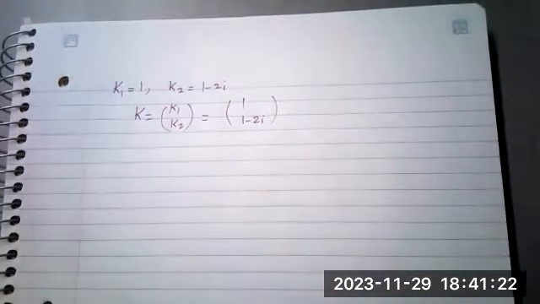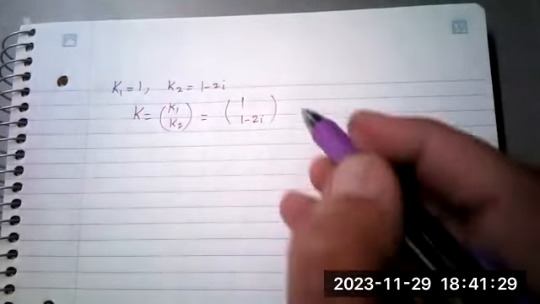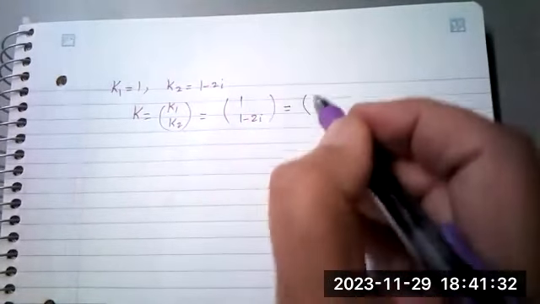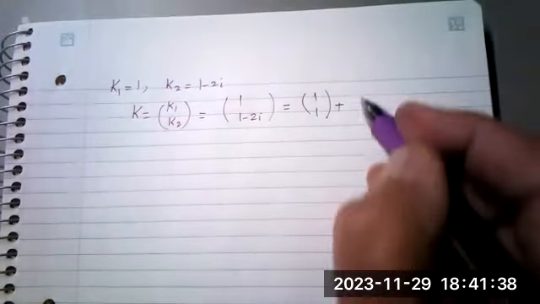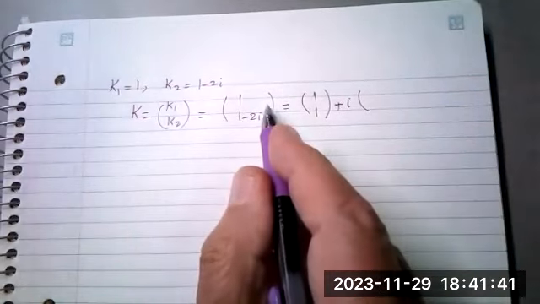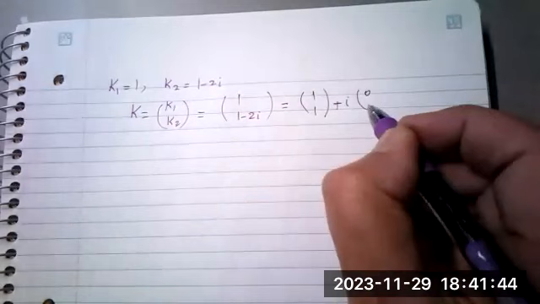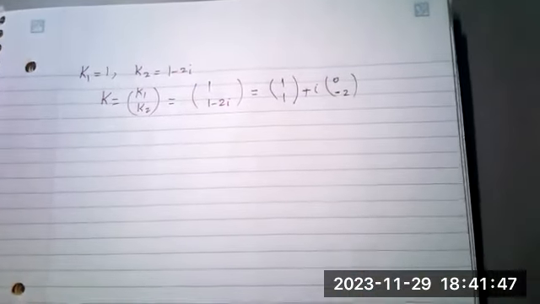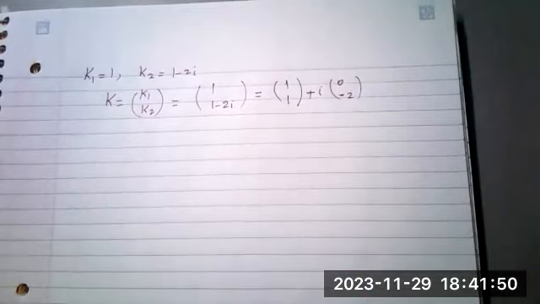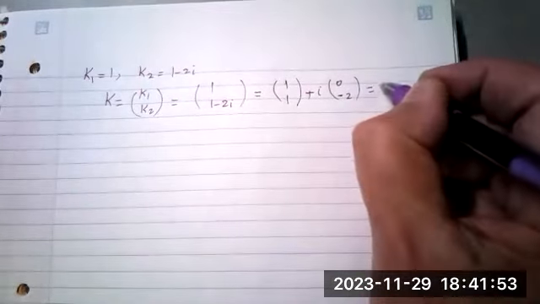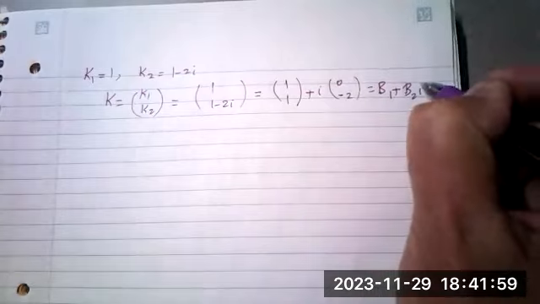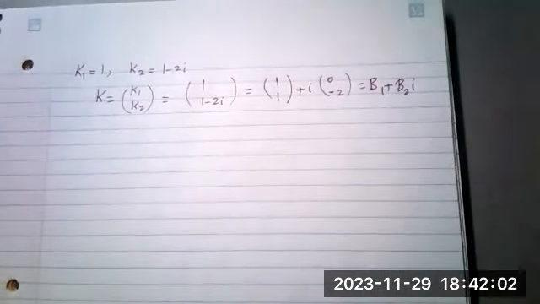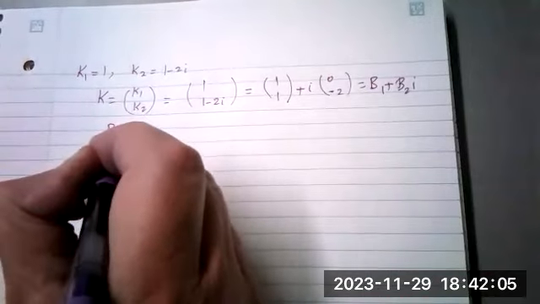It's like the complex numbers. You have to break it to find the real part and the imaginary part. So you break it into the real part of the first number is 1, the real part of the second one is 1, plus i times the imaginary part of the first one is 0, the imaginary part of the second one is -2. You see, this would be b1 plus b2i. So this is the imaginary and the real part of the vector k.